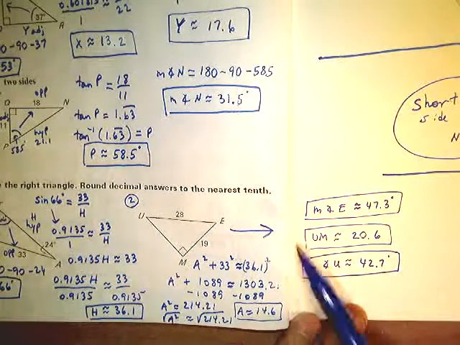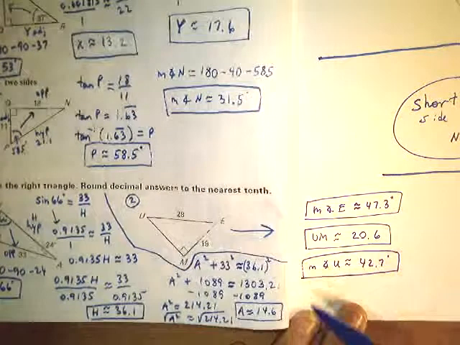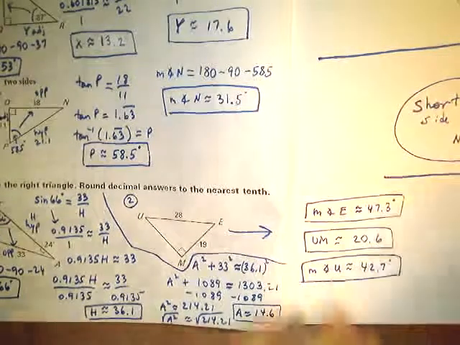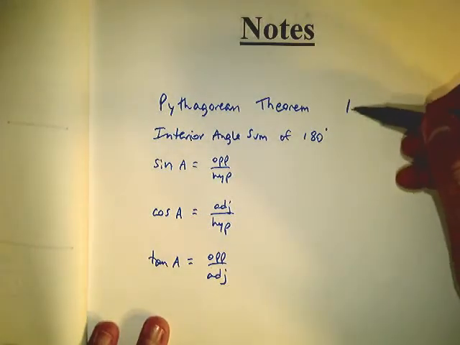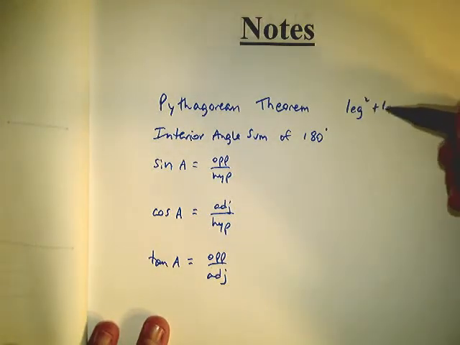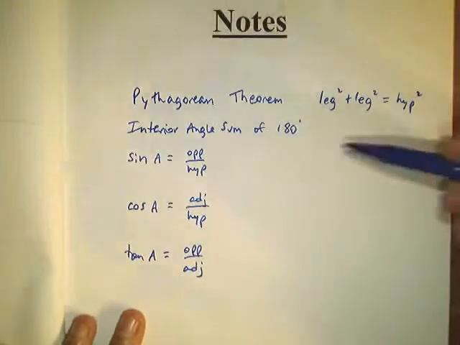So remember, there's not one way to do all of this. You can use all the different types of tools at any time that's appropriate. Remember, these are the list of tools. The Pythagorean theorem, which is leg squared plus leg squared equals hypotenuse squared. We can use this whenever we have 2 sides out of 3 in a right triangle.